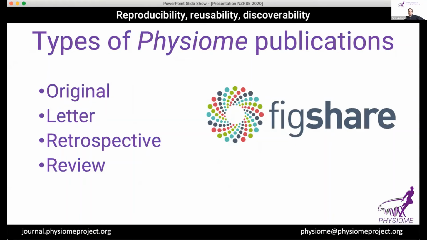We have 4 different types of publications. What I just described is the original Physiome publication. You can also publish a letter, which is a minor change to an already existing model, or if you've found an error and you want to correct it. A retrospective is pretty much like an original article, but it's if you take someone else's model that maybe was published 20 years ago and you update it to a modern standard and make the code available. And we also publish reviews. We can give an overview of the modeling of your specific field of interest. Everything is published on Figshare and is open access for anyone.